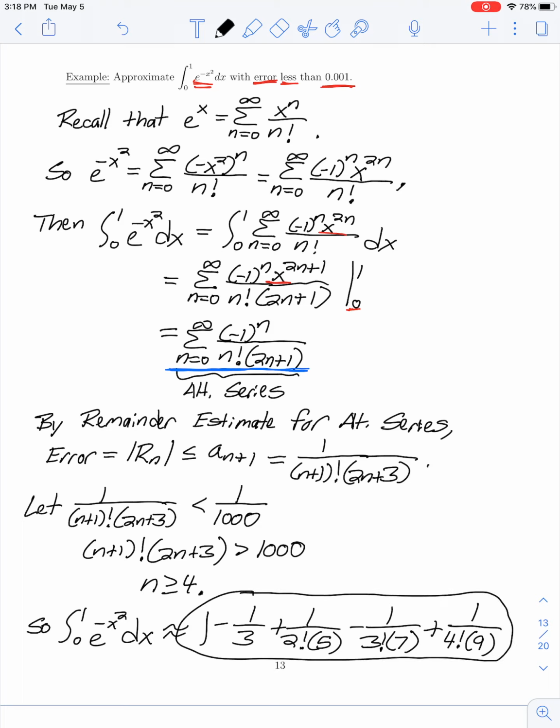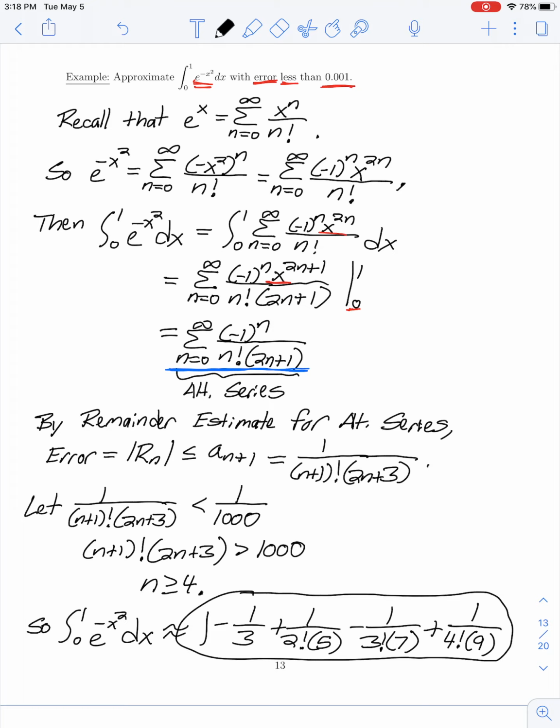So this sum of the first few terms of our series up through the value where n is equal to 4 would be an approximation for the value of this definite integral, and it is accurate to within 1/1000th.